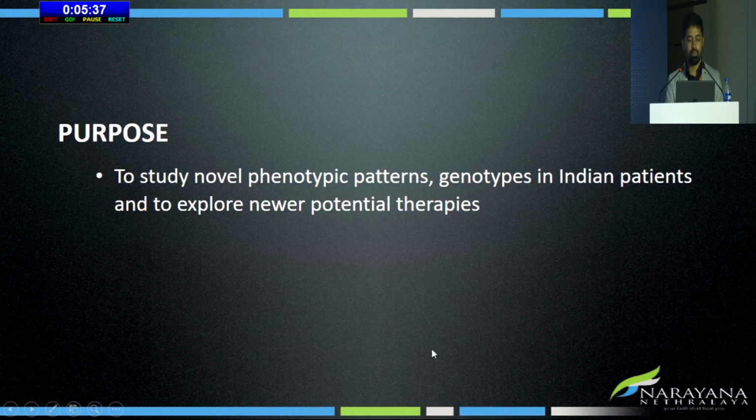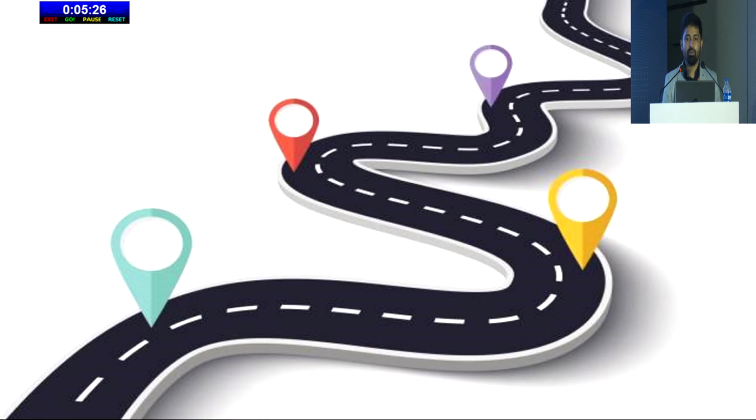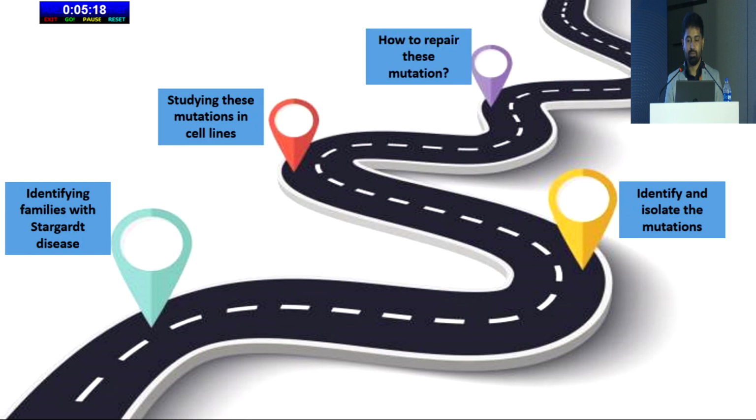Our purpose was to report novel phenotypic patterns, genotypes, and possible gene therapy prospects in Indian patients. It was an observational study with clearance from the Institutional Ethical Board. This was the roadmap for our study: to identify families with Stargardt disease, identify and isolate the mutation, study these mutations in cell lines, and see how to repair this mutation and study the effect of repair.